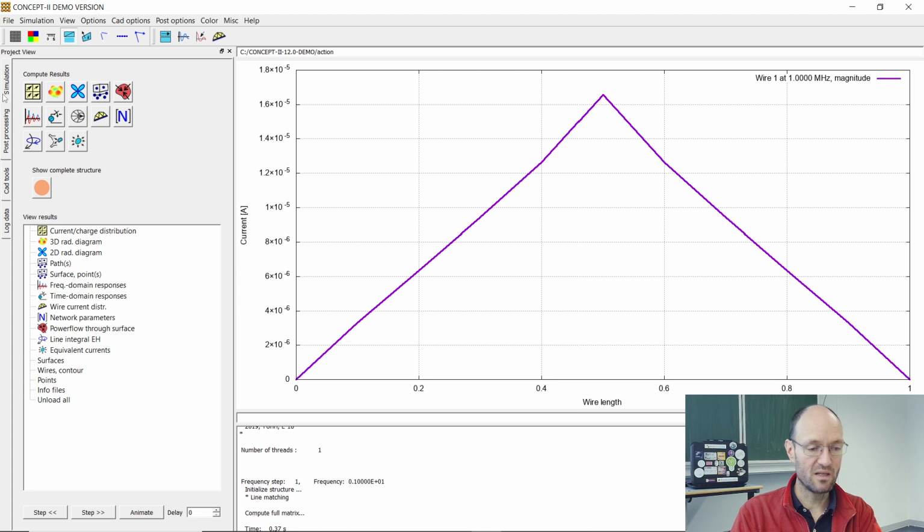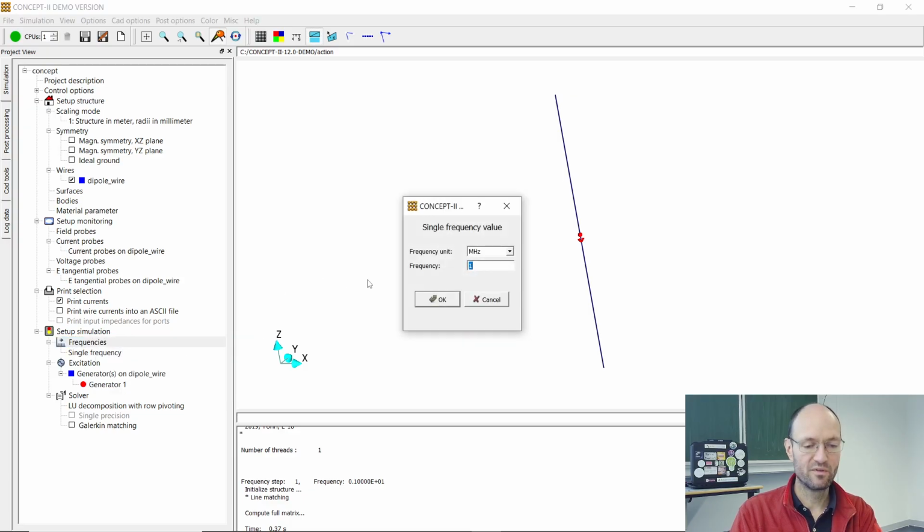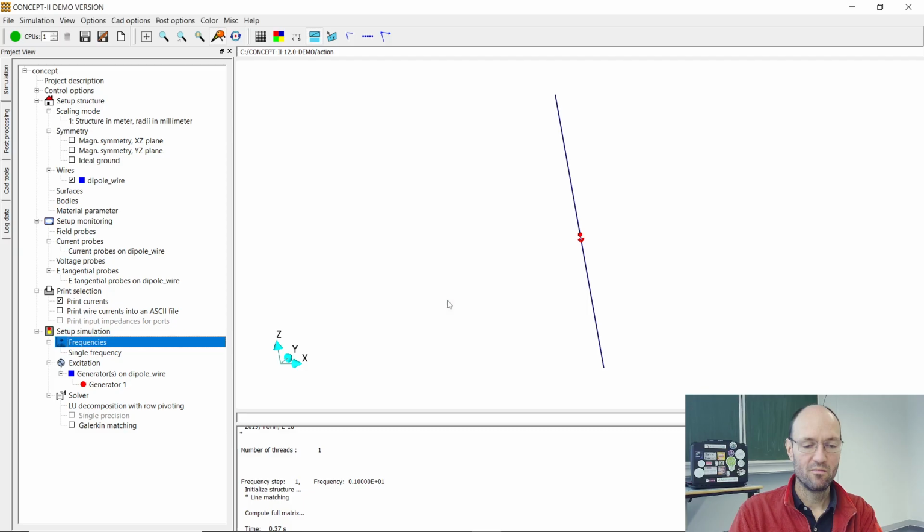But what might be interesting to discuss is if I go back to simulation and if I increase the frequency, maybe go from 1 megahertz to 10 megahertz. What would you expect? I will rerun the simulation. Okay. Now it gets even smaller because I think something is already preloaded in the background.